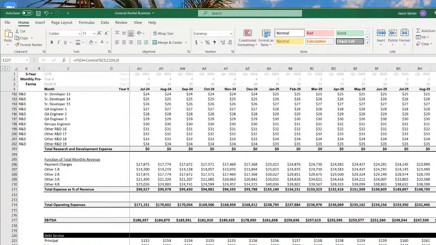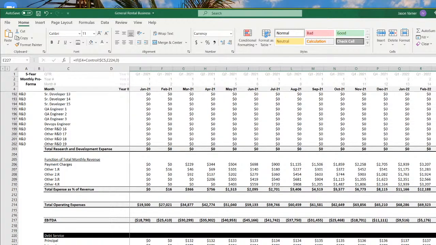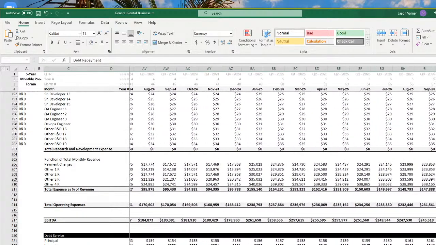What's going on, viewers? We're just plugging away here, just trying to pump out this model. It's the third week, and I want to get it done today, so we're going to be here till it's done.